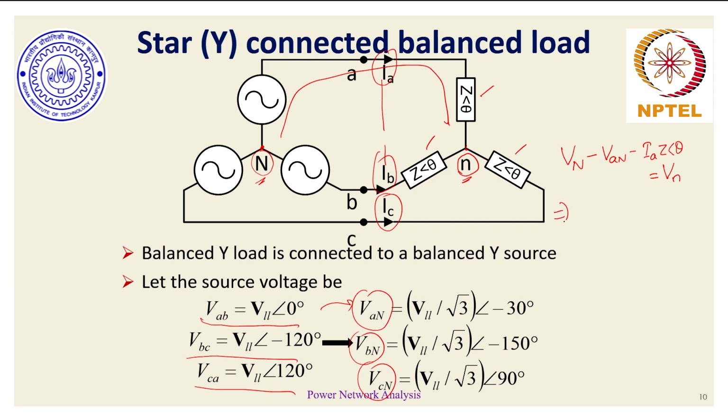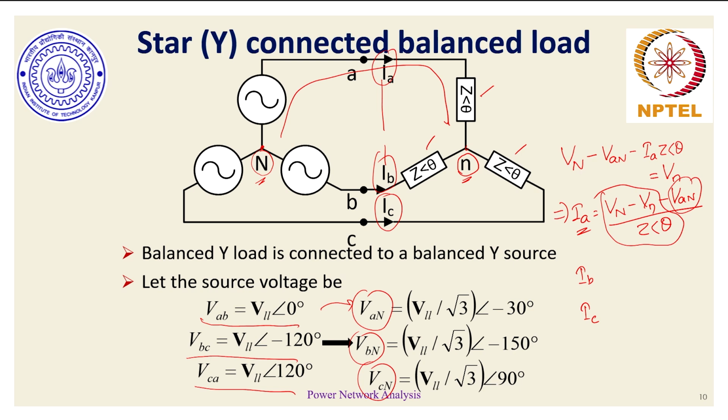So from here, if I try to find what is phase A current, it would be V capital N minus V small n minus Van, divided by Z at an angle theta. And if this is true, then I can also have a similar expression for phase B and phase C currents, where most likely the first term, which is encircled here, would remain the same. The voltage, however, would change from phase A to phase B to phase C.